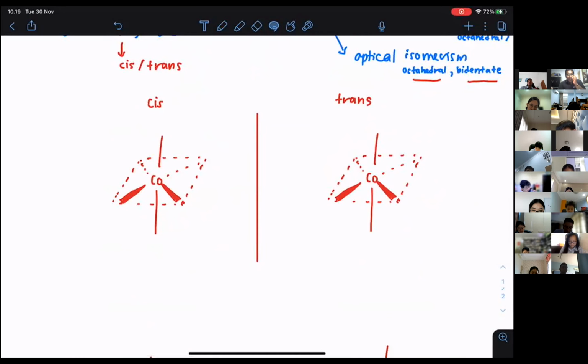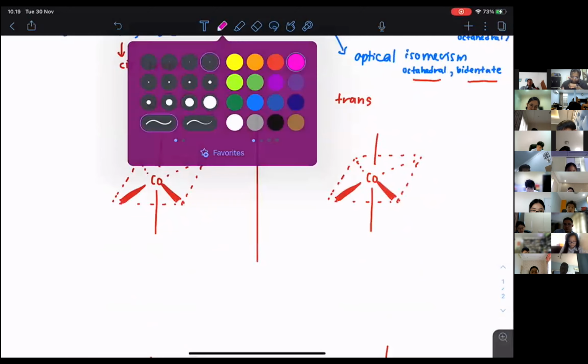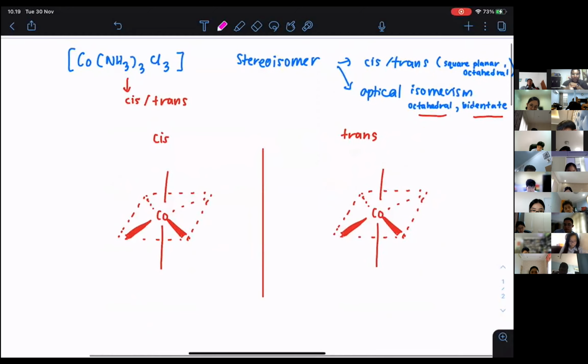Now I want to show cis and trans. Whenever you want to draw cis and trans, please remember, if you have three ammonia and 3 Cl, my suggestion is, if you put ammonia over here, don't go and put ammonia over here again. You always put the one that is different, Cl. If you put ammonia over here, you put the Cl. This is one of the tricks to get the cis and trans.